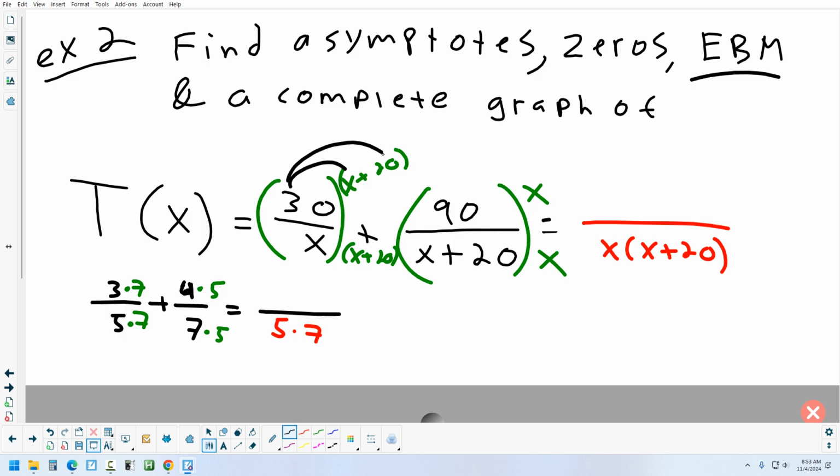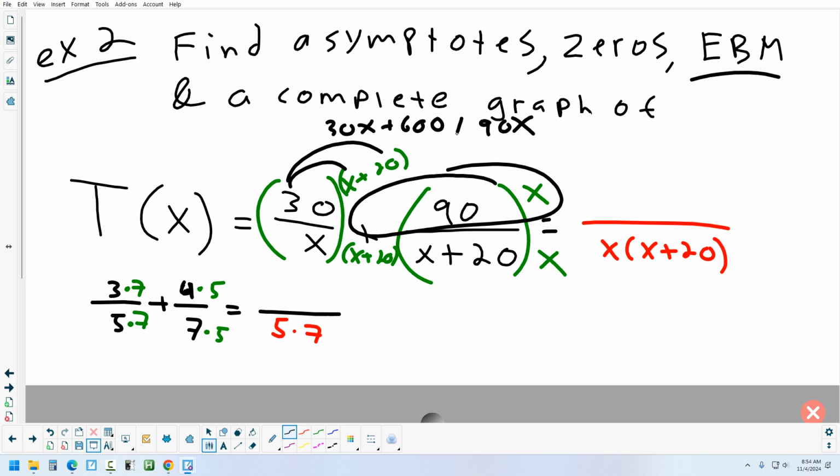30 times x is how much? 30x. I'm just going to put that up here for a second. 30x. And what's 30 times 20? 600. Okay, so that's that part. And now I have, that's positive 90 times x. That's 90x. And you're adding together. That's going to be my numerator. What's 30x plus 90x? 120x. And then the 600, I don't have anything to combine it with.